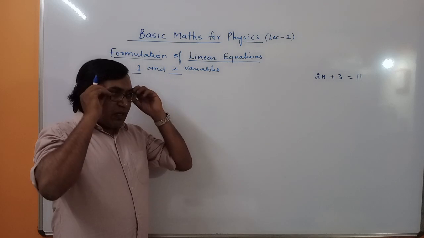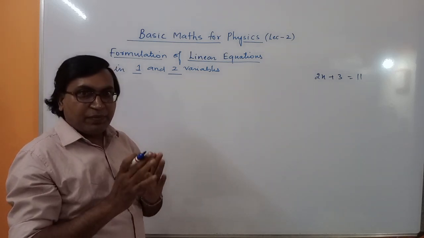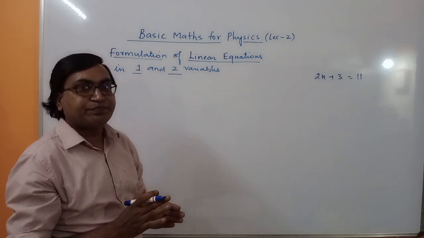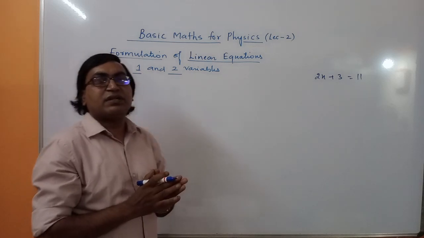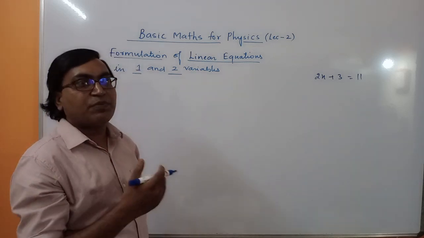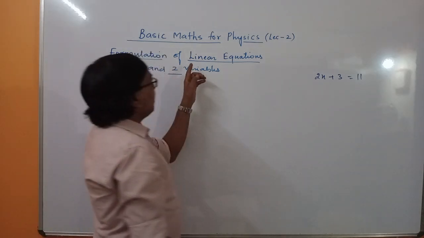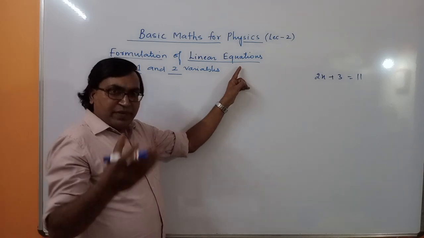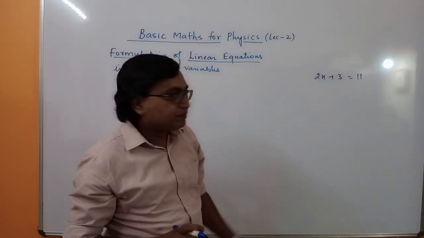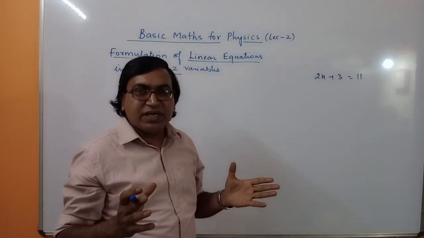If you are able to formulate a particular physical situation into a mathematical equation, then 80% of your problem is solved. Then simply you have to solve the equations and find the unknowns. You know the meaning of a linear equation: if the power is 1, then the equation is linear. If the power is 2, then the equation is quadratic.